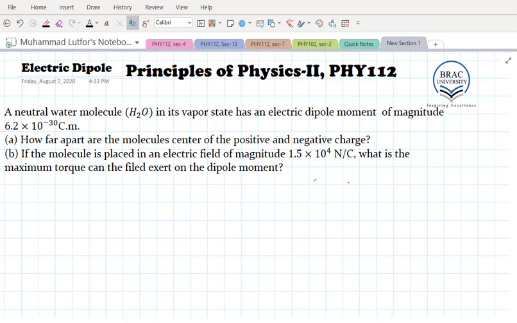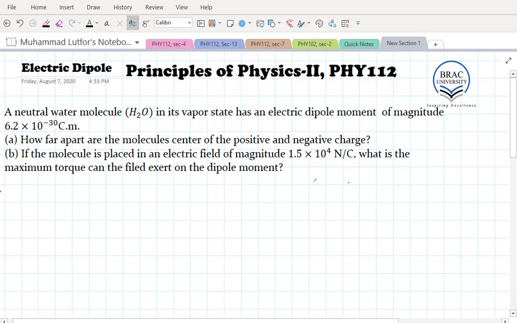This is a problem we chose from electric dipole. It said that a neutral water molecule is in its vapor state, and the dipole moment of magnitude is 6.2 × 10^-30 coulomb meter. Now the first question they ask: how far apart are the molecule's centers of the positive and the negative charges? That means the distance between the positive and negative charges.